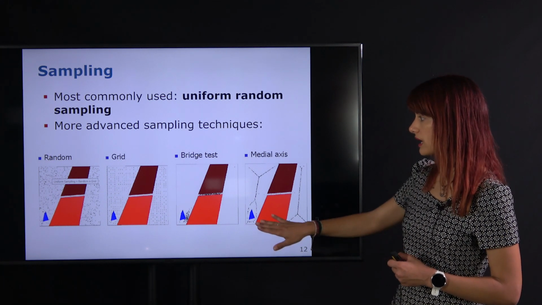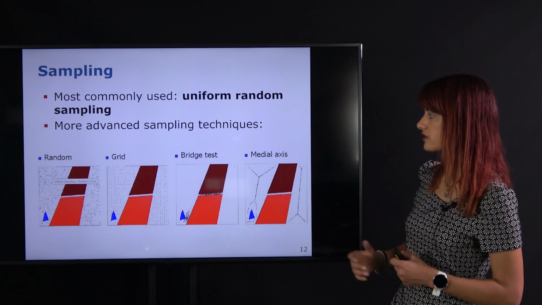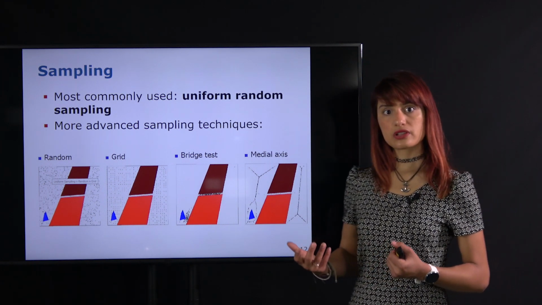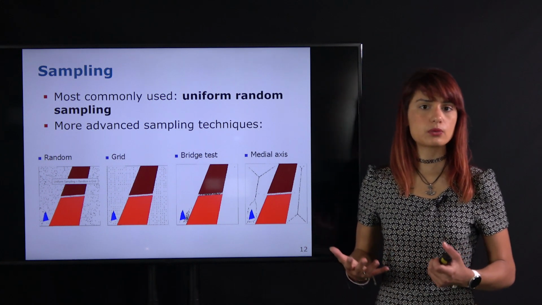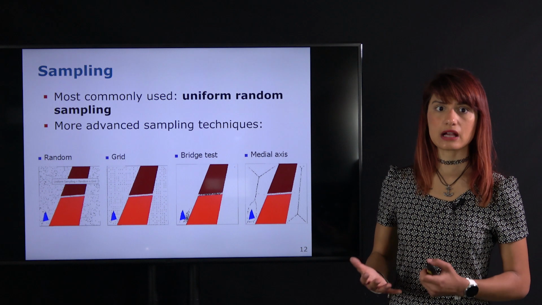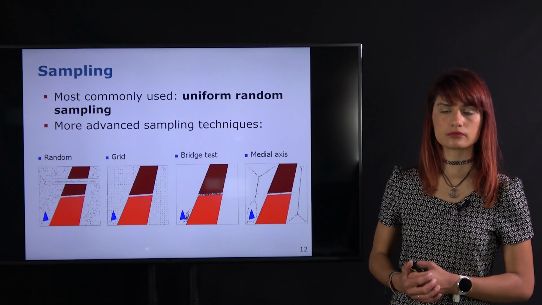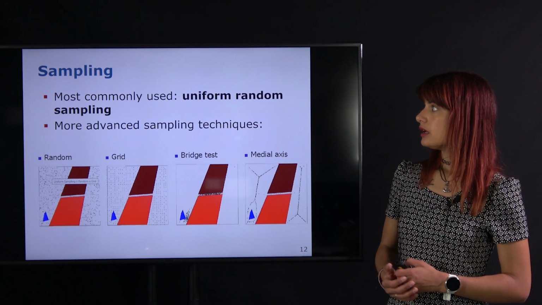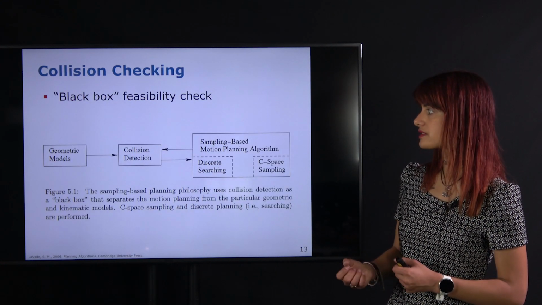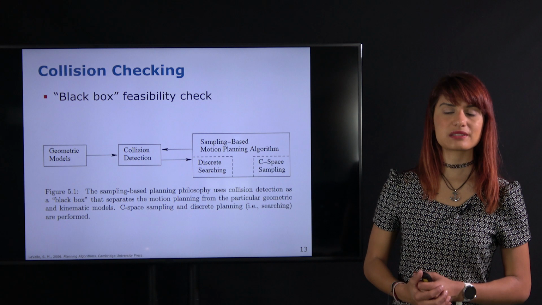And so now if we have these black dots, these nodes, how can we actually form the edges or the links between them? So how can we check if the path that connects two samples is actually collision-free? And this is where collision checking comes in, which is at the core of sampling-based methods.